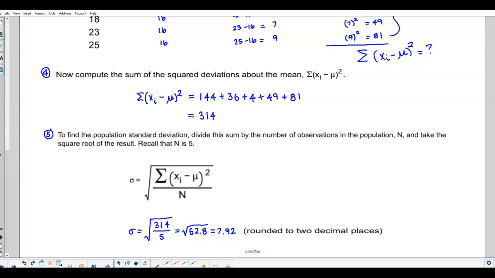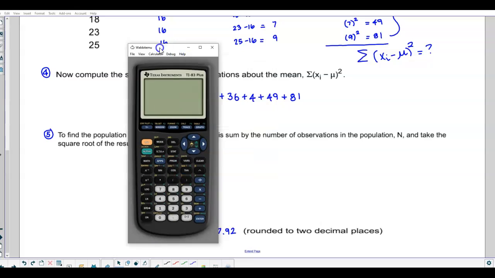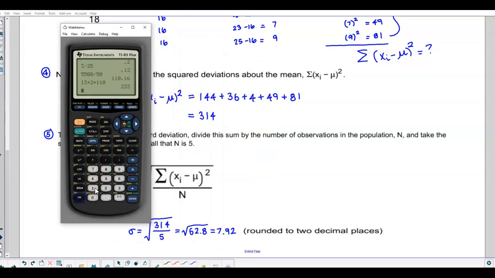And then let's go ahead and do that on our calculator. If we take second square root of 314 and divide that by 5, that gives us 7.924, and we round it to 2 decimal places for the standard deviation, so the answer is 7.92.